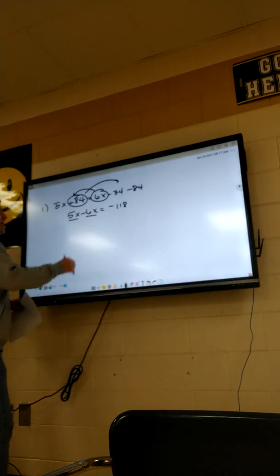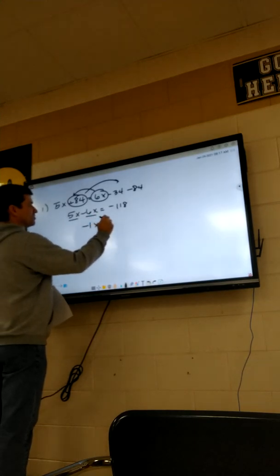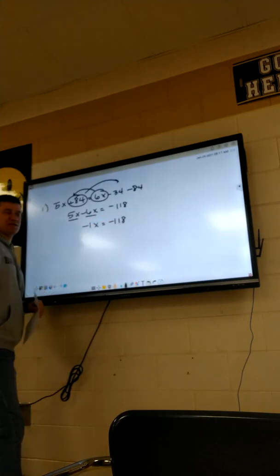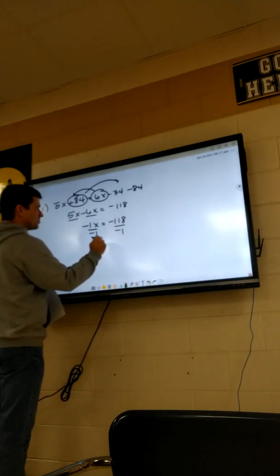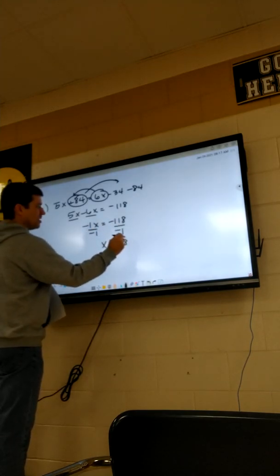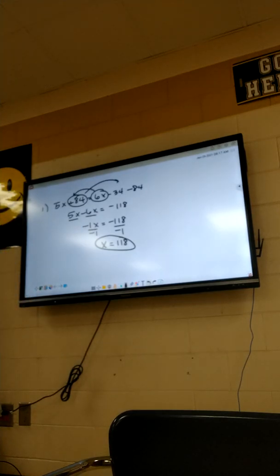All right, so I got negative 1x equals negative 118. Guys, what's my last step? Divide by negative 1. Yeah, this is just a simple Algebra 1 equation. Just want to make sure y'all hadn't forgot the easy stuff. Everybody should be good on that.